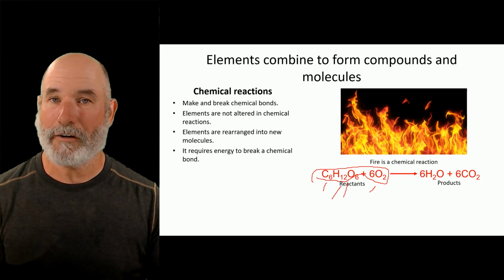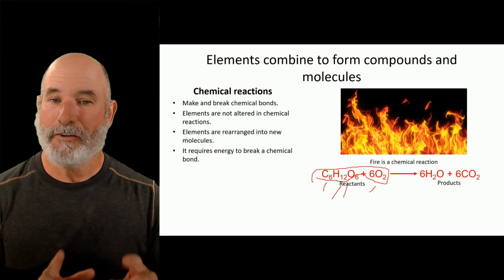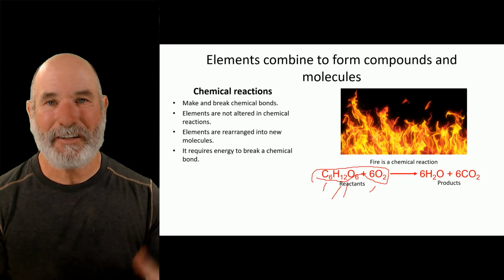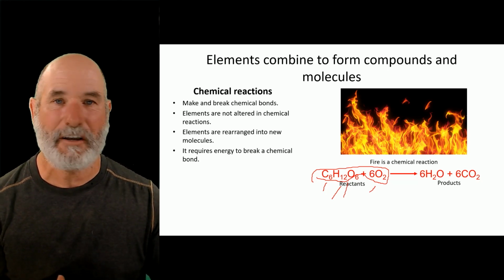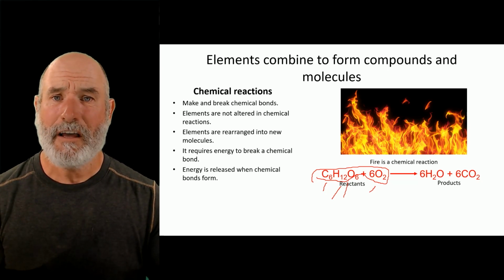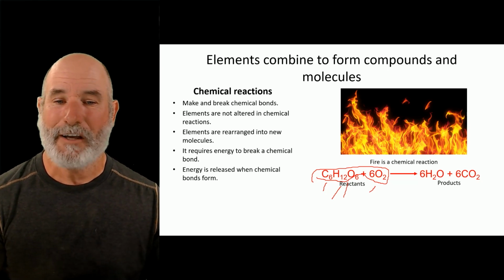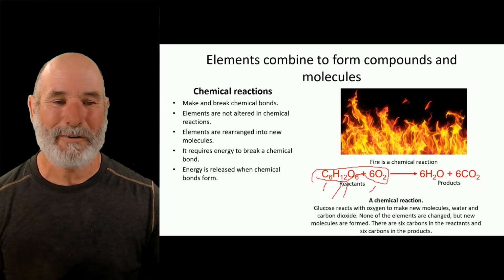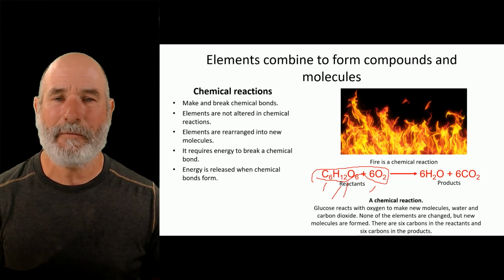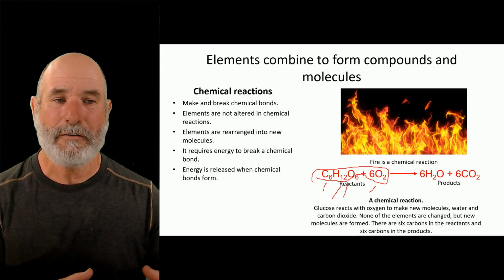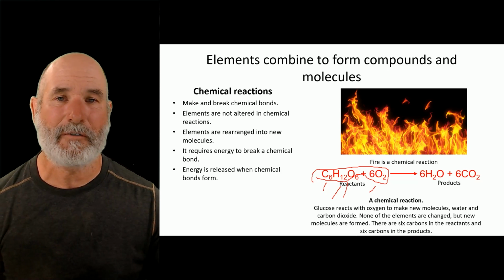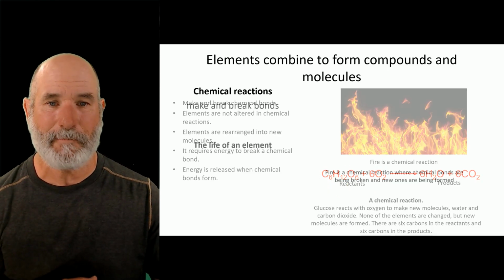And importantly, it requires energy to break a chemical bond. So when you're starting a fire, you're having to add energy to break the bonds of the cellulose, the glucose molecules, apart. And then the fire you see is the energy being released when the chemical bonds form. So this is an example of a chemical reaction not changing the elements, but rearranging them into new molecules, and in the process, this particular type of chemical reaction is releasing energy.